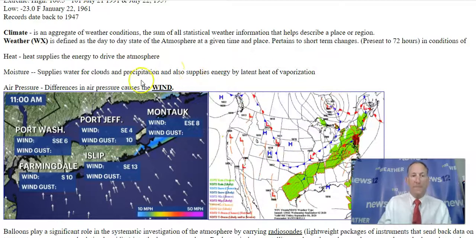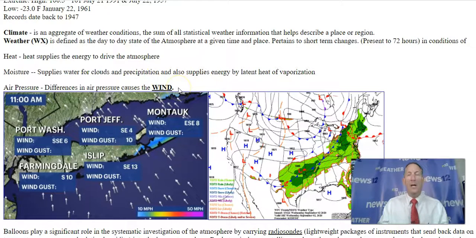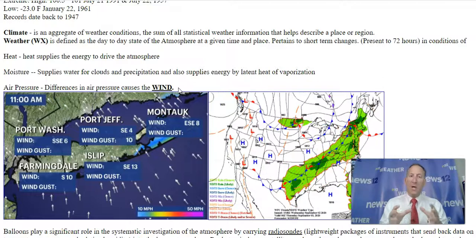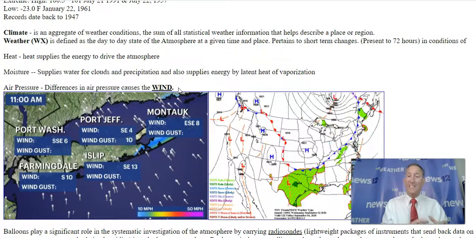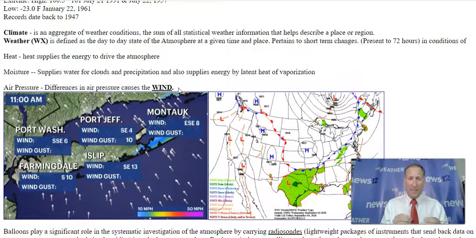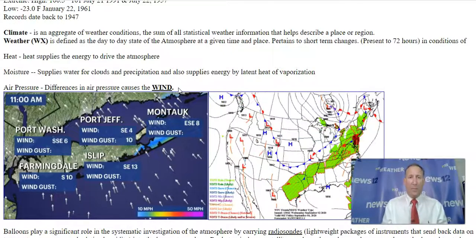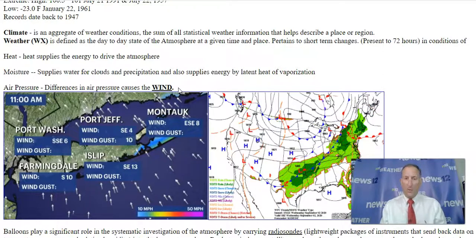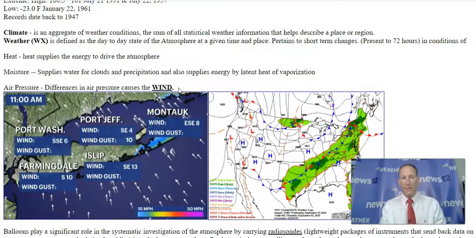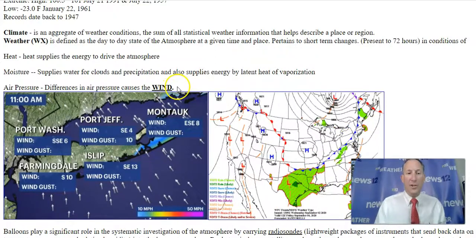Air pressure. Differences in air pressure cause wind. Wind is going to be very important for Long Island and in this class, because a certain wind direction can give us a certain type of weather. We focus a whole chapter on it. Chapter 6 is about air pressure and wind. So remember, the greater the difference in air pressure, the stronger the winds. We'll be looking at that more in Chapter 6.